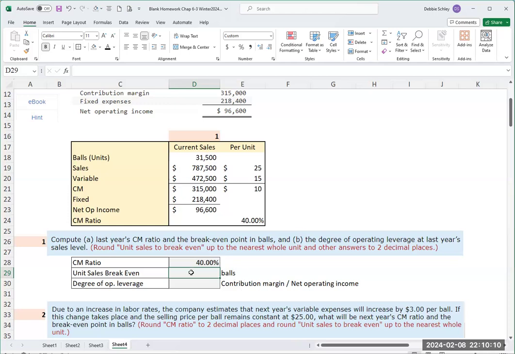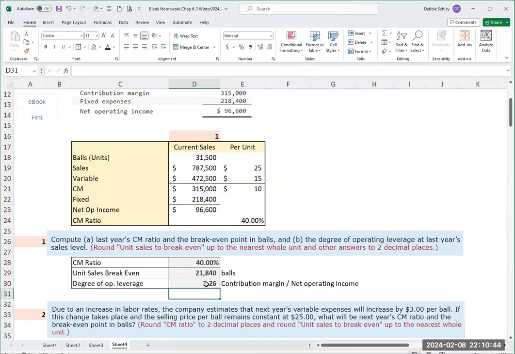Okay, so if I want it in unit sales to break even, I take my fixed expenses and divide it by the contribution margin per unit. Dollars divided by dollars equals number of balls. And then degree of operating leverage. Remember, that's contribution margin divided by net operating income.